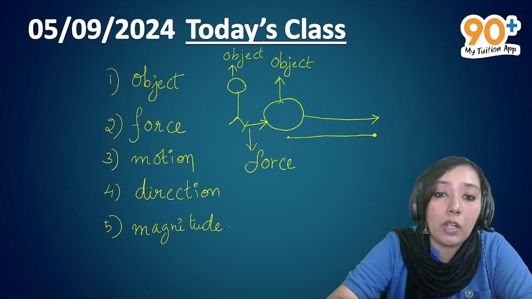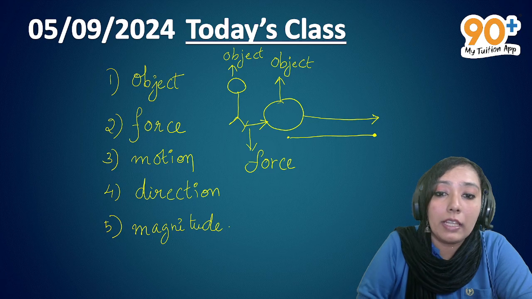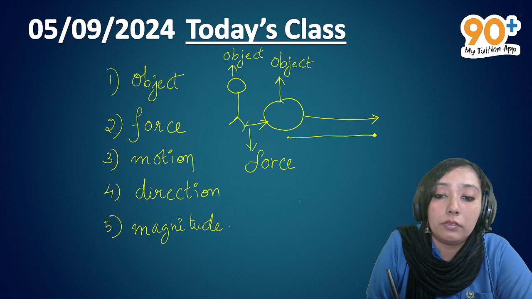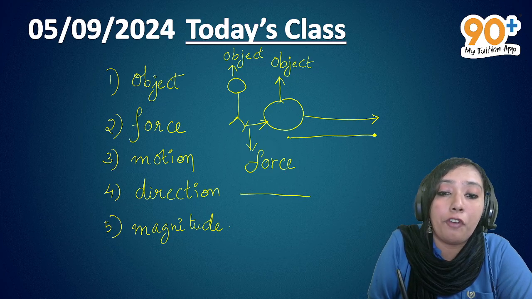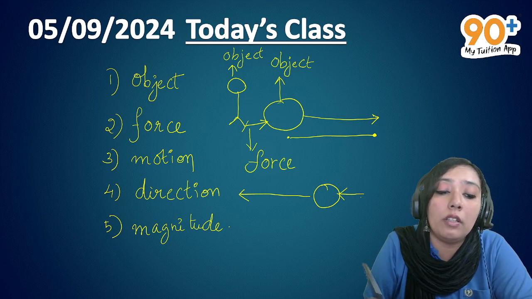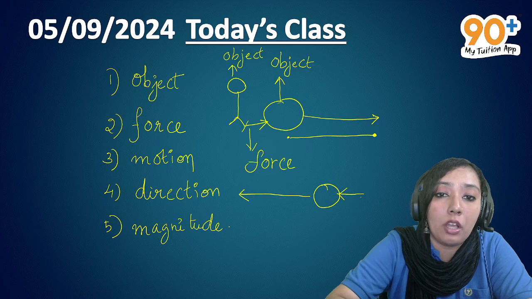Now, consider, can we have opposite direction force? Yes. There is a chance where the force is applied to this side. So if the ball was here, if the person is kicking from this side, the ball will go this side. So, to the left. So understood, no?